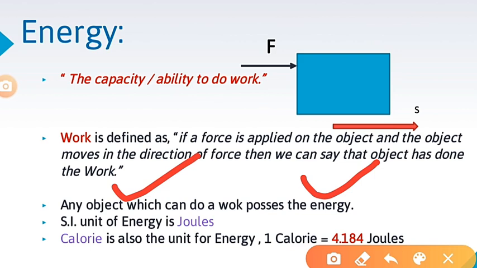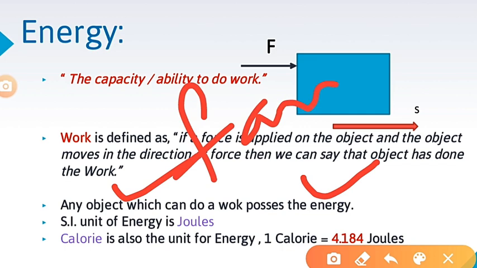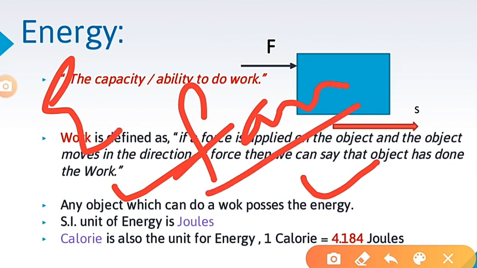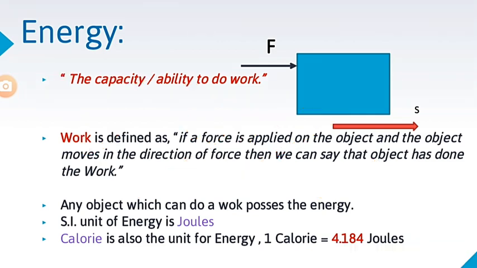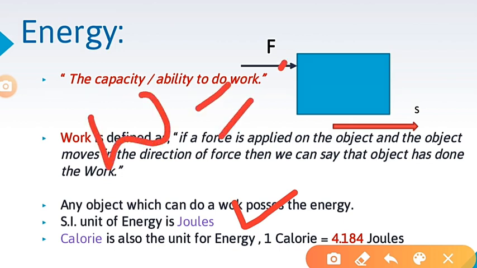For example, if you take a fan, the fan rotates by utilizing the electrical energy. So here we can say that the fan is doing some sort of work by using energy. What is that energy? Electrical energy. Now coming to the SI unit of energy: the SI unit of energy is joule. The unit for work and energy is always the same, joules.